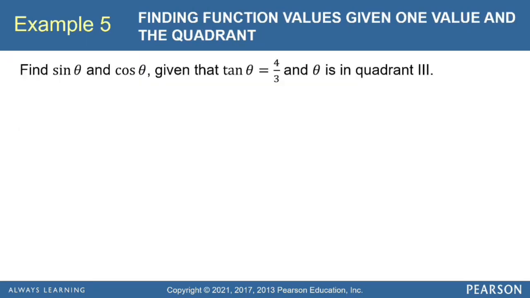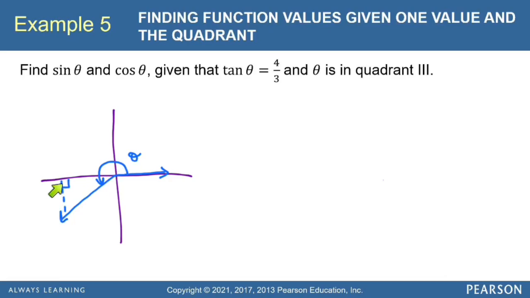So here's example 5. It says find the sine of theta and the cosine of theta, given that the tangent of theta is 4 over 3 and theta is in quadrant 3. Now, we always want to start with a sketch because the sketch will really help you get your bearings and understand what you're doing. So let's draw ourselves a quadrant 3 angle. Here's my quadrant 3 angle, and I'll label that theta. And of course, we know that we can close up that right triangle by drawing that little imaginary line back to the horizontal axis.